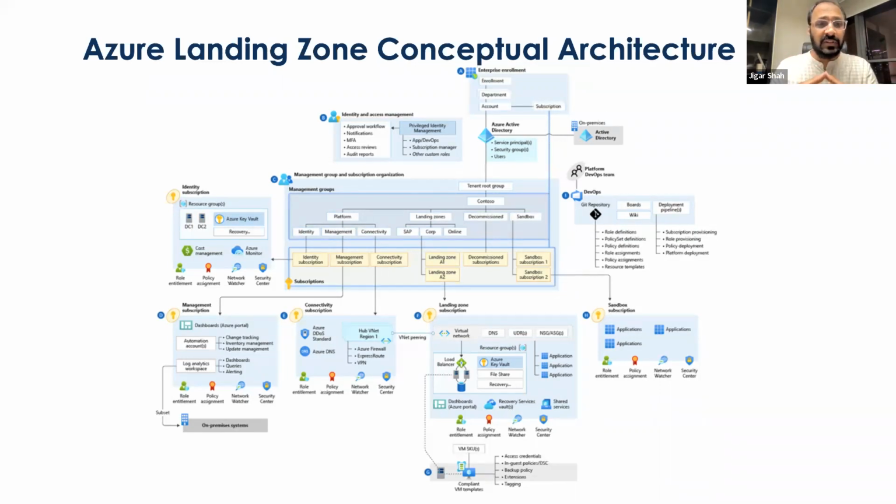And then you have your connectivity subscription, where you have your DNS, your hub VNet, and your network connectivity coming in. And then you have your landing zone, where you have your application-specific workloads, right? Your landing zone subscription for SAP, for corp application, for online application, for any of that application.